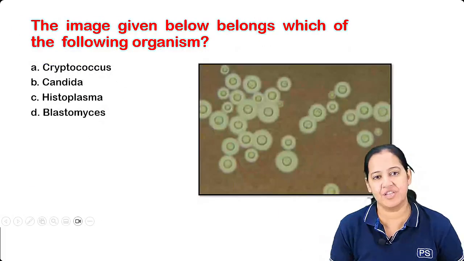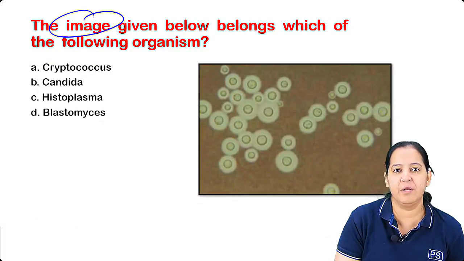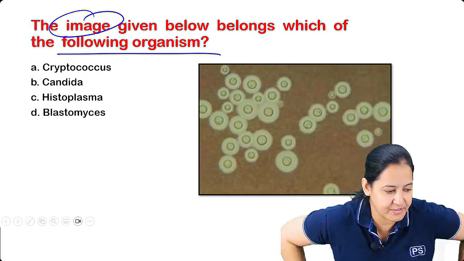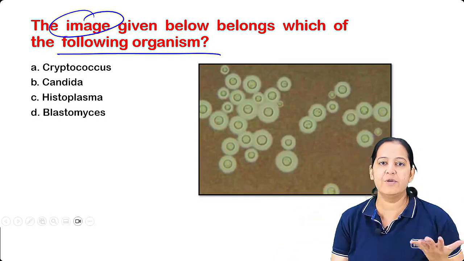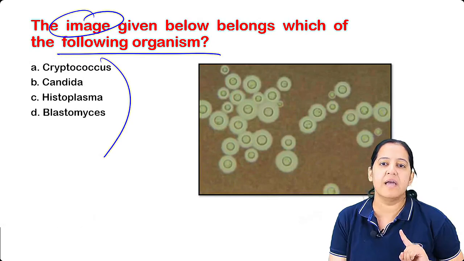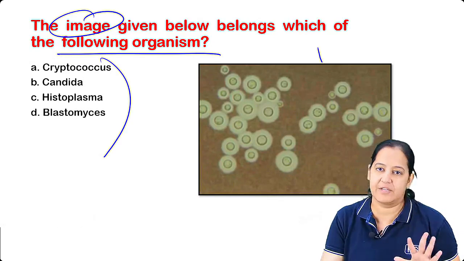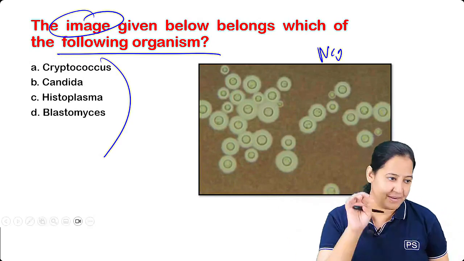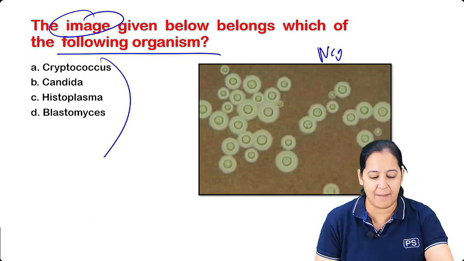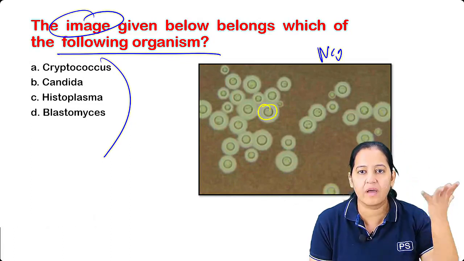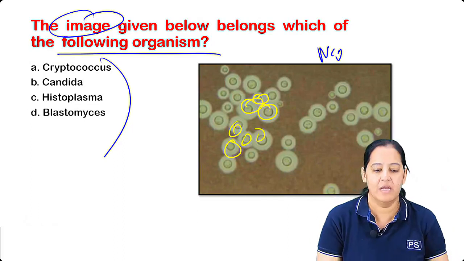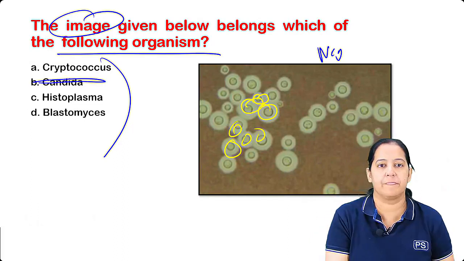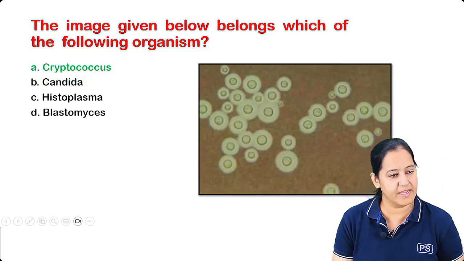So read the question, tell me the answer. The image given below is of which organism? Can you identify the organism? Obviously you can see all four are fungi. And in the image, I can see the image is a negative stain, because the background is black, but the fungus is not black. And I can see the capsules very well. These all are capsules. So this one is Cryptococcus. It is a capsulated fungus.